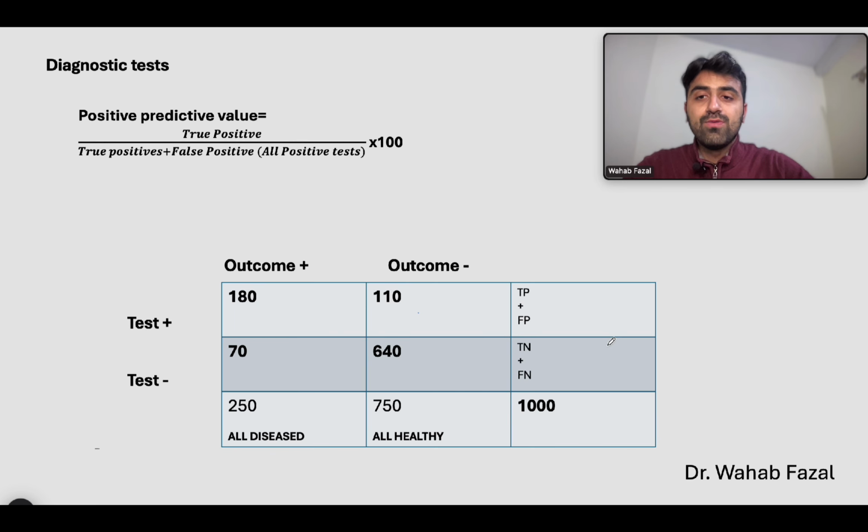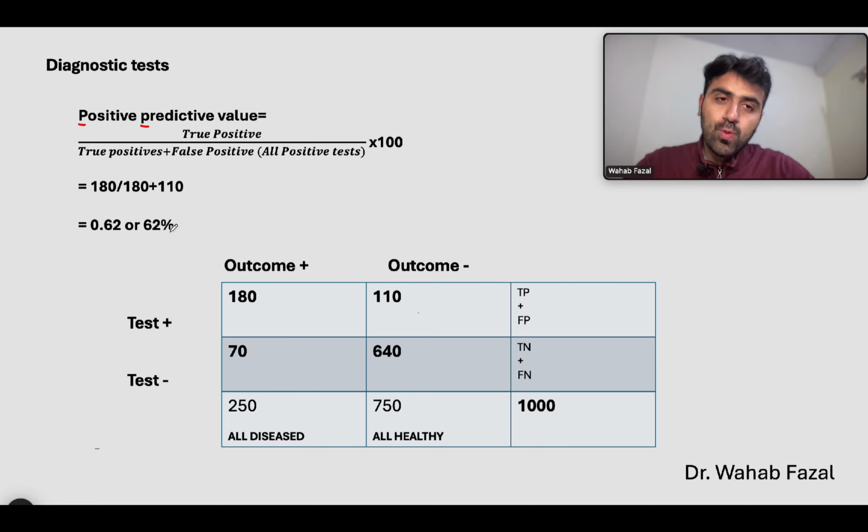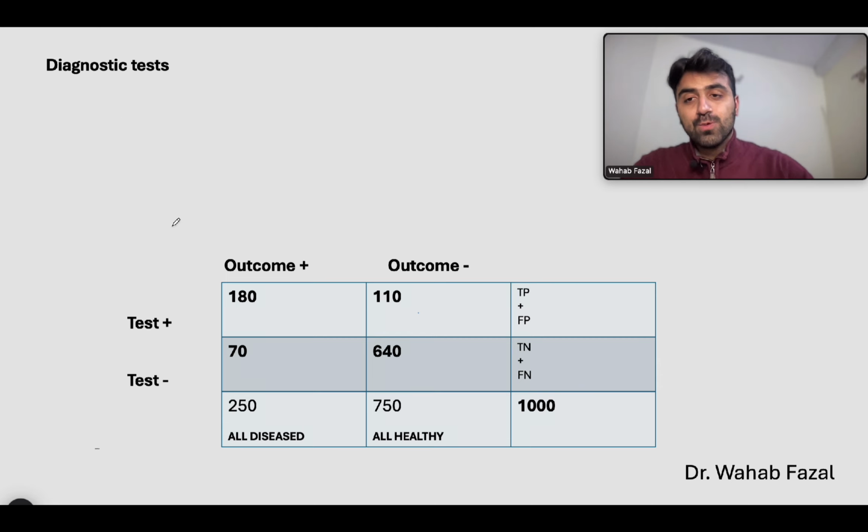Let us put in the value for positive predictive value for this particular question. So if we write here 180 over 180 plus 110, TP over TP plus FP, as I said, 2 P's in the numerator and 2 P's in the denominator. And this comes up to be 62%. This is 62% positive predictive value.